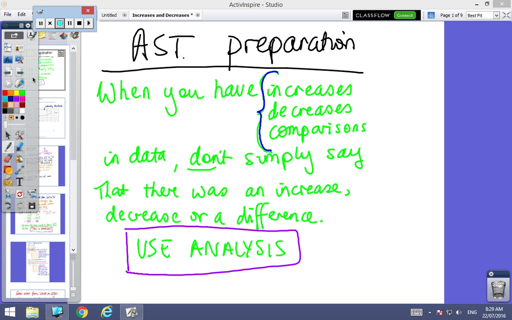Okay, so we're looking at increasing and decreasing in analysis in the AST questions in the short response. Obviously, it doesn't apply to multi-choice. Okay, so when we've got questions where we're looking to compare sets of data, where you might have an increase or decrease, so you're just trying to compare things, let's try not to say that there simply was an increase or decrease or a difference. We're going to try to use analysis.